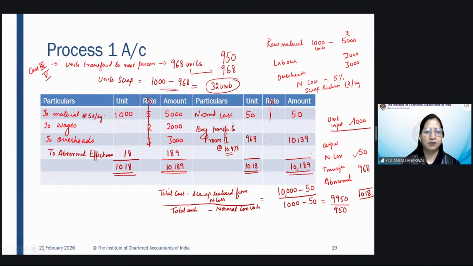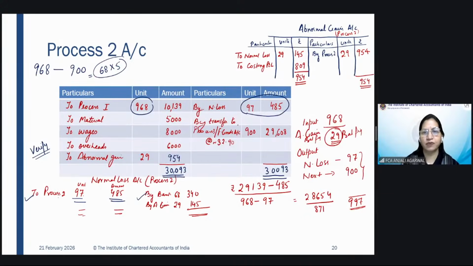Got it? So the crux is: do not create the column for the rate unless it's specifically mentioned, and prepare separate normal loss accounts for different processes. So you might have to prepare more accounts, but it will be simplified for you. Normal loss account process 1, a separate account. Normal loss account process 2, normal loss account process 3. Similarly, abnormal loss account process 1, abnormal gain account process 2, abnormal gain account process 3, and so on. But in the last process, it moves to the finished stock account.